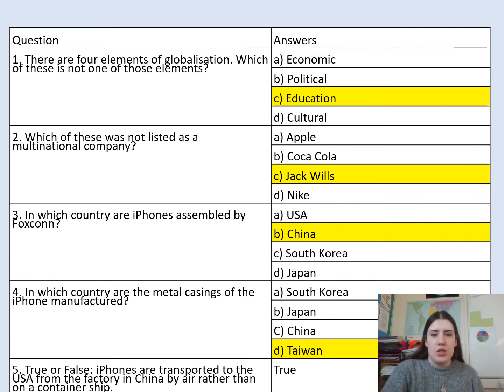These are the answers to the questions. For the quiz, however, you should have done the quiz before starting the lesson, but these are the answers. You can pause here to mark your work.